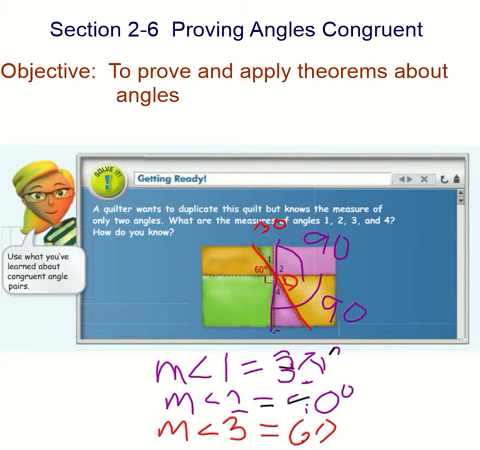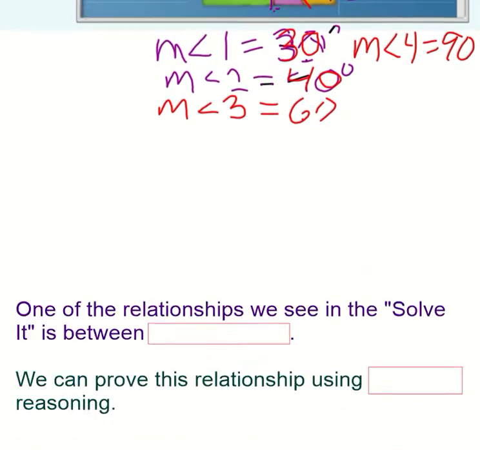If I know that 3 and 4 together make 90, I know that the measure of angle 4 equals 90 degrees. There we found all of those, so we can actually read them. 1 is 30, 2 is 40, 3 is 60, and 4 is 90. Today we're actually going to learn some theorems that make this a lot easier to do.